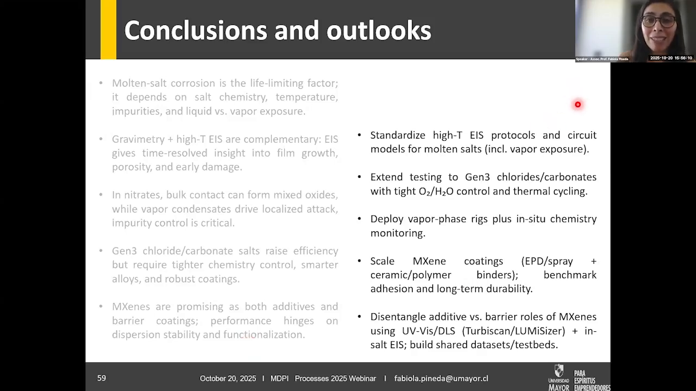We have some outlooks, like standardizing some protocols to prove what happens in chlorides, what happens with vapor, what happens with different treatments to produce the MXene coatings, and to analyze how the MXenes are distributed in the corrosion coating.